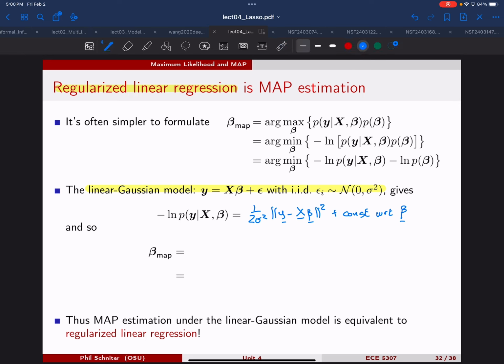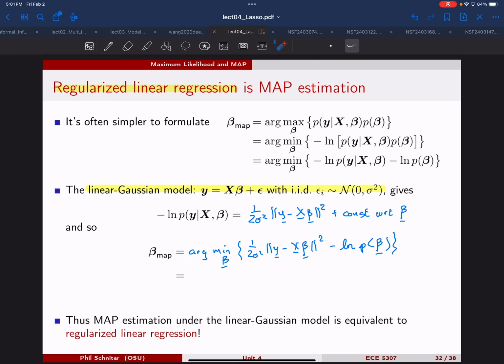Okay, so now plugging this into here, because we're doing a minimization over beta, we can ignore this. That doesn't change the arg min. So we get arg min over beta of 1 over 2 sigma squared, y minus x beta norm squared, minus the natural log of p beta. Here we have our negative log likelihood.